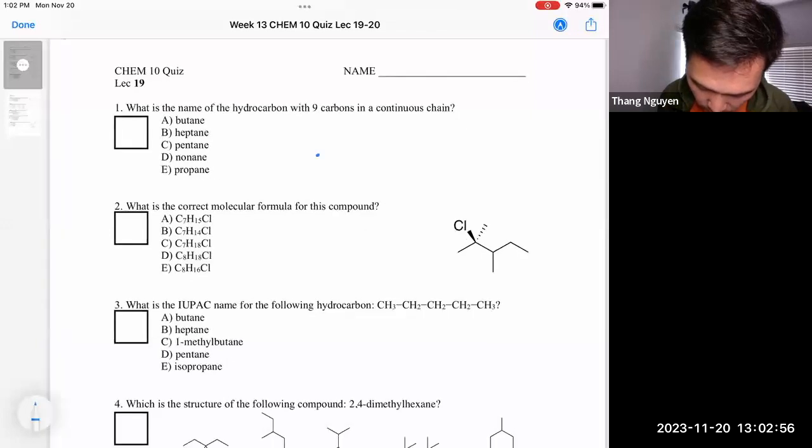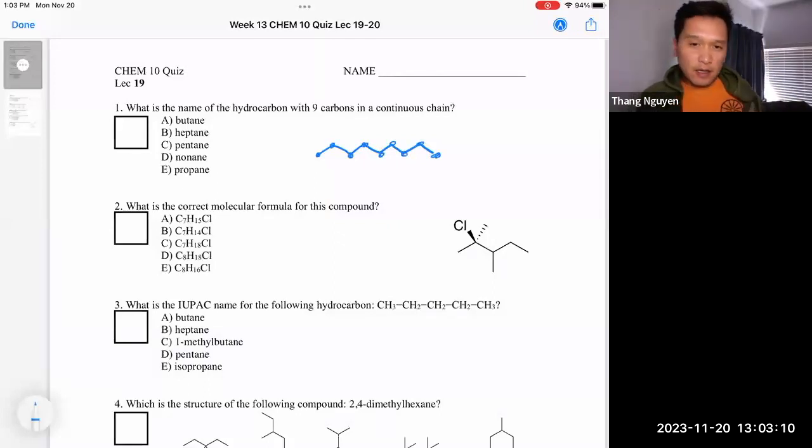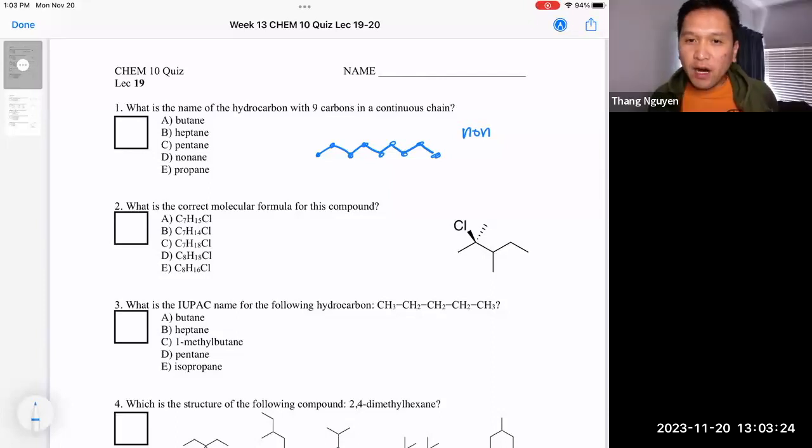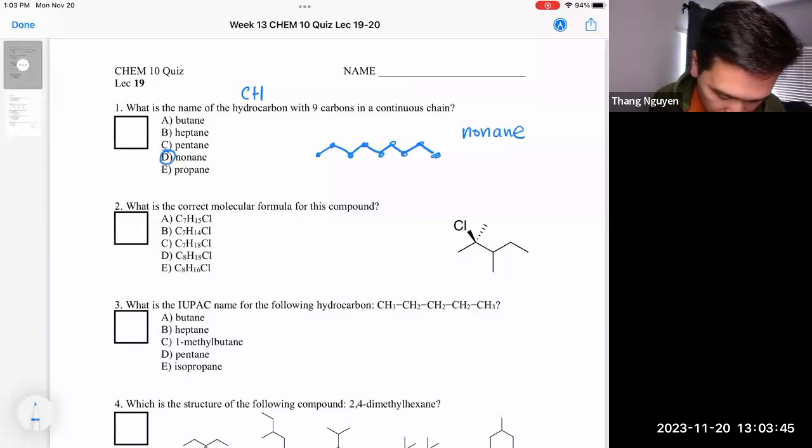So 9 carbons. So 1, 2, 3, 4, 5, 6, 7, 8, 9, right? From the list of prefixes that you should remember, how would you say 9? Non. Right, very good. It was non. And then we always ended, if it's a hydrocarbon, that means it only has C and H. That's what hydrocarbon means. So we just ended with the ending name of ANE. Okay, so that's the name. So that would be letter D, nonane.